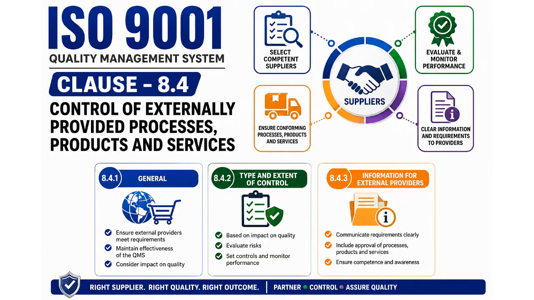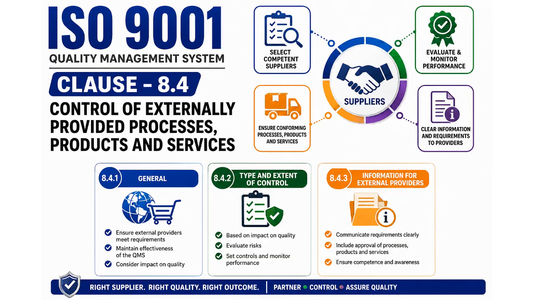It shall determine and apply controls on external providers, supply products or services for use in organization's products, provide services directly to customer on its behalf, or perform a process or part of process. The organization shall also set criteria for evaluating, selecting, monitoring, and re-evaluating external providers based on their ability to meet requirements, while maintaining documented information of this activity and necessary actions.